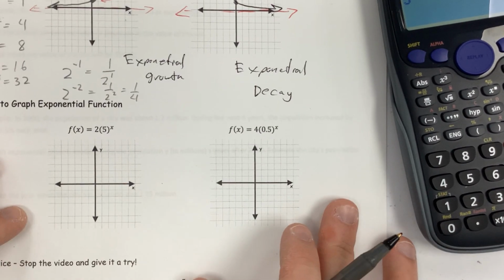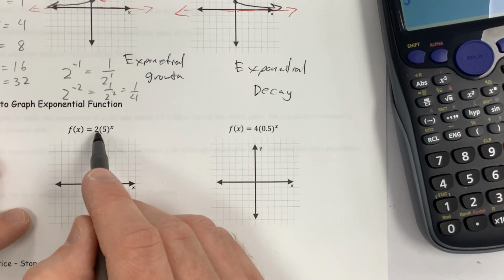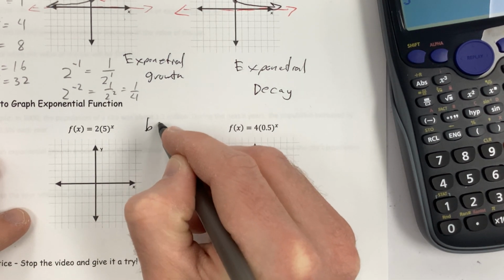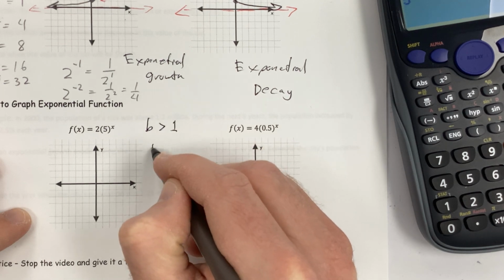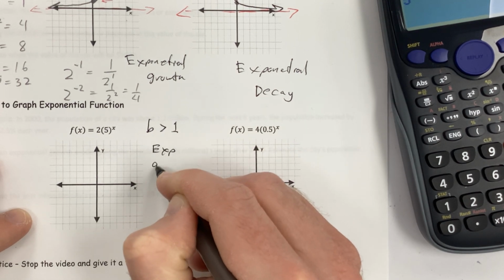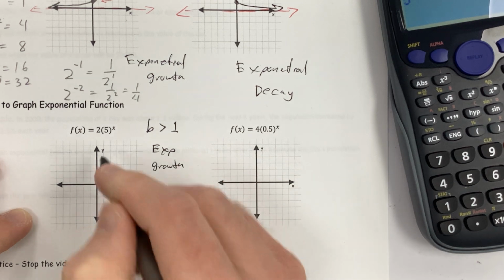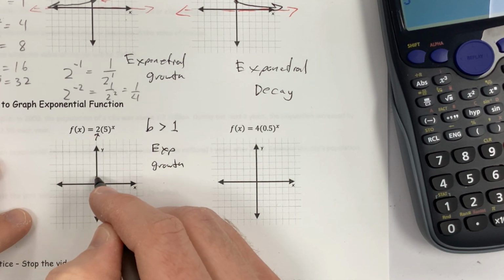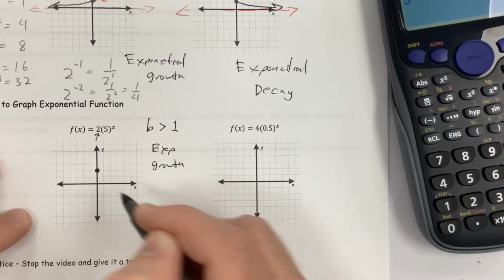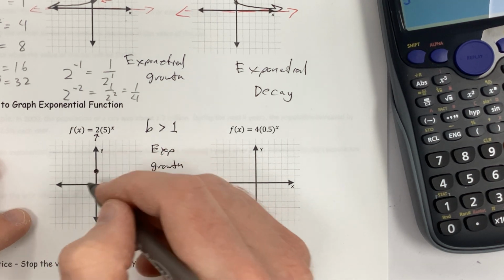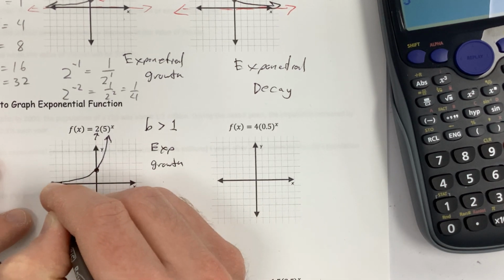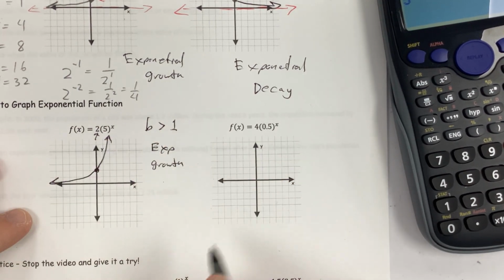So quick couple of examples to show this. This is an exponential growth because the b is greater than 1. So this is, I'm going to say, expo growth. This would represent the y-intercept, so it's going to cross at 2. And then all I really want to depict past that is just going up sharply to the right and then kind of leveling off to the left. That's all you really got to do.